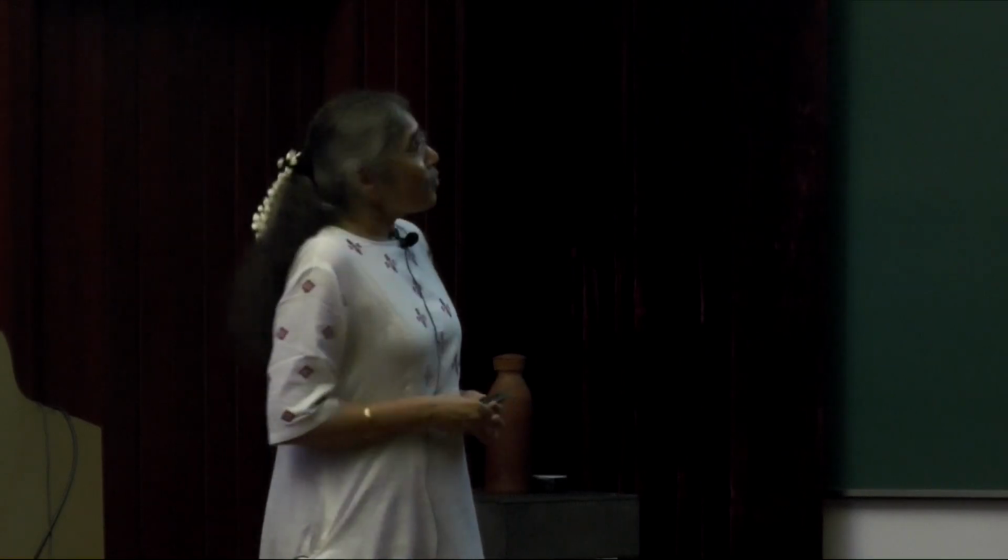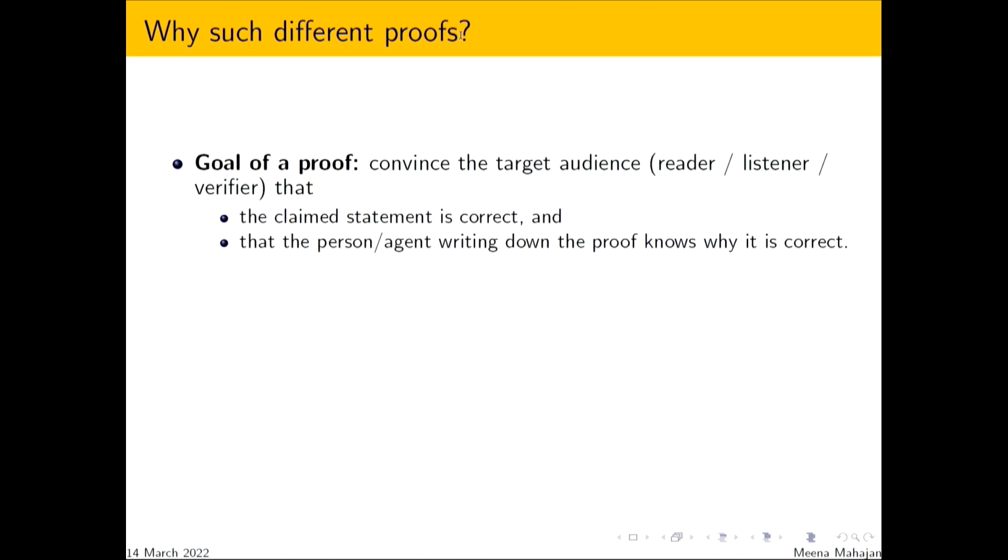So why are there so many different proofs? Well, the goal of a proof is to convince the target audience that indeed the statement is correct, and therefore it is natural that the proof will depend on who the audience is. So the claim is that the statement is correct. This you want to convince the audience of, and in many situations, you would also like to convince the audience that you even know why it is correct.